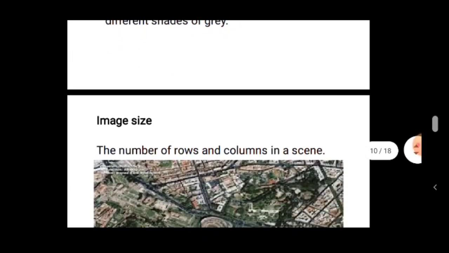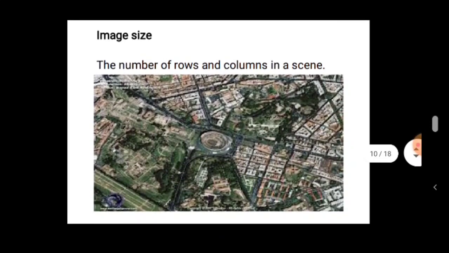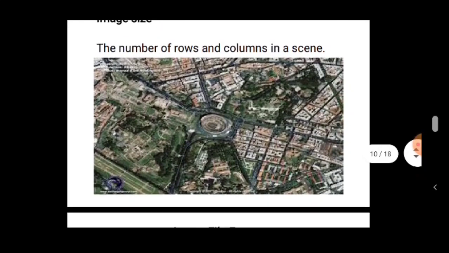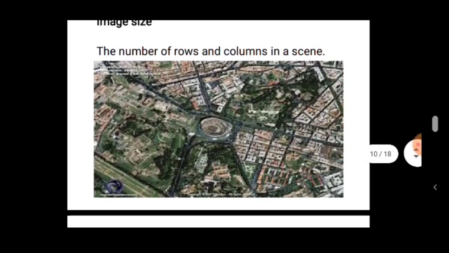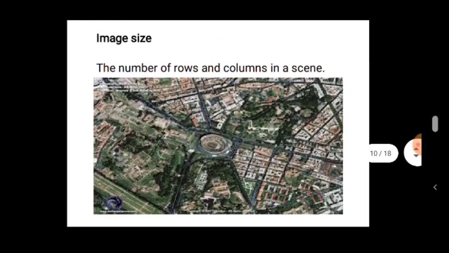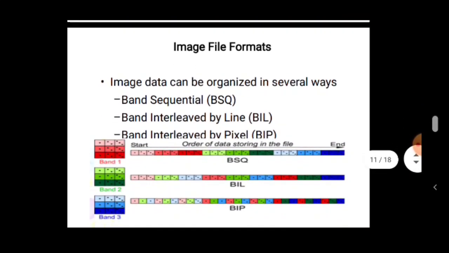And then let's talk about image size. It's simply the number of rows and columns in a scene. Earlier I told you digital image data can be defined in matrices, so the number of rows and columns defines the size. So matrix size and image size are basically the same thing.